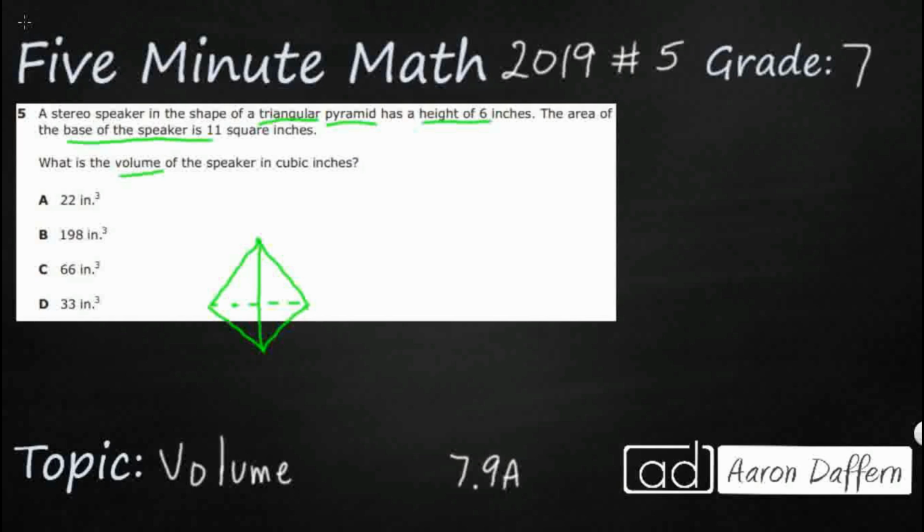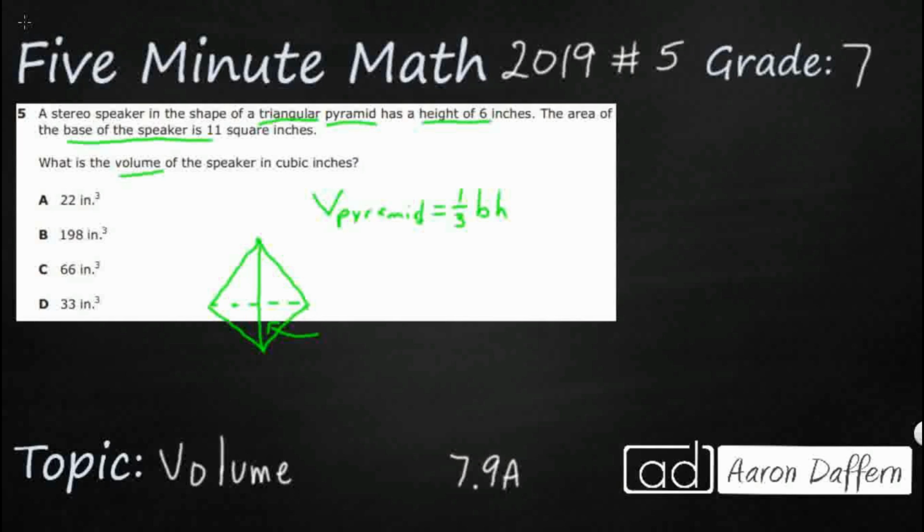So if I'm looking at my formula chart, I see that there's volume for many different things. But volume for a pyramid is pretty simple: 1/3 base times height. That's because you can fit 3 pyramids into any prism. And so you've got this 1/3 base times height. It works best when you're looking at a rectangular prism or a cube. So base times height.